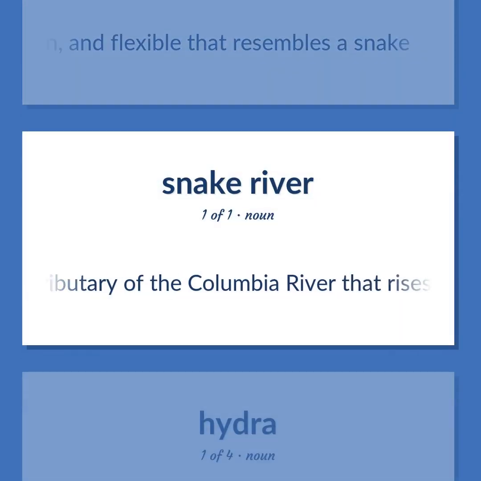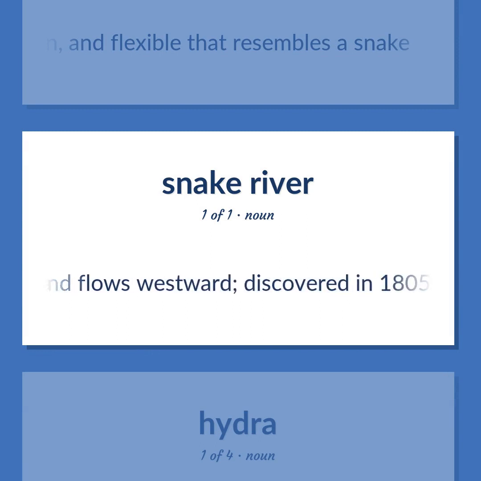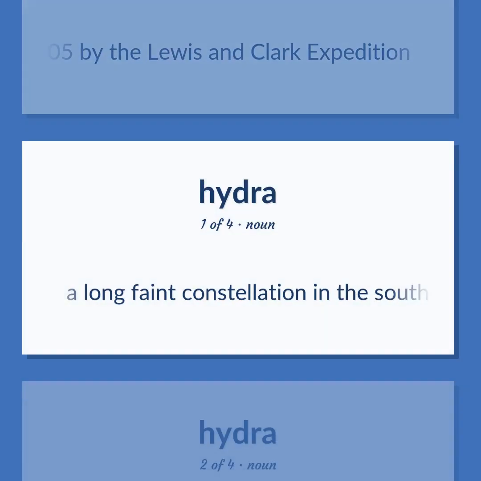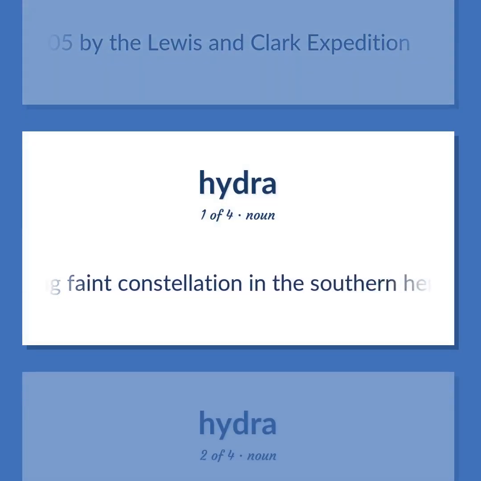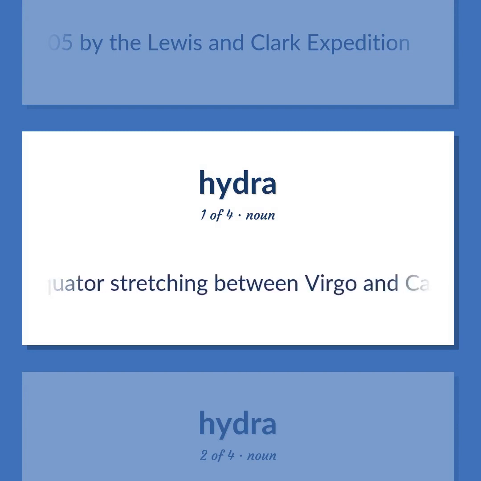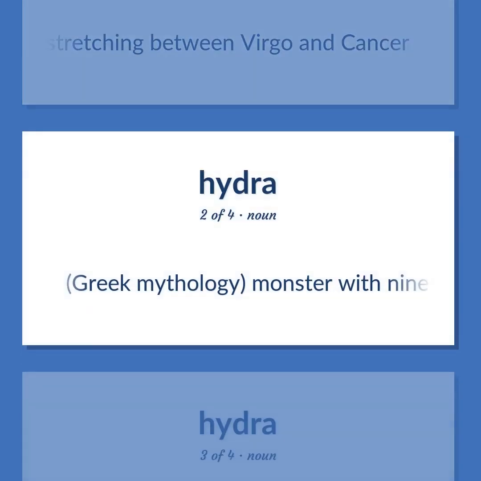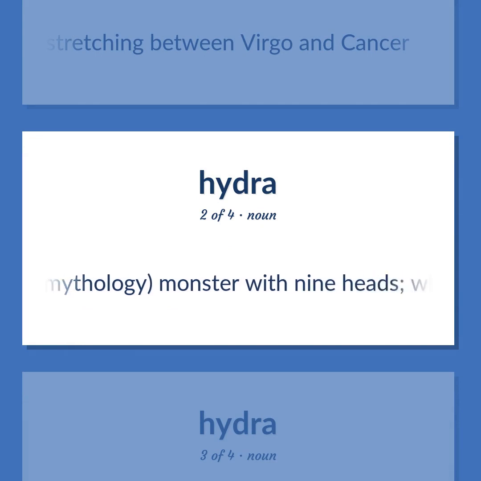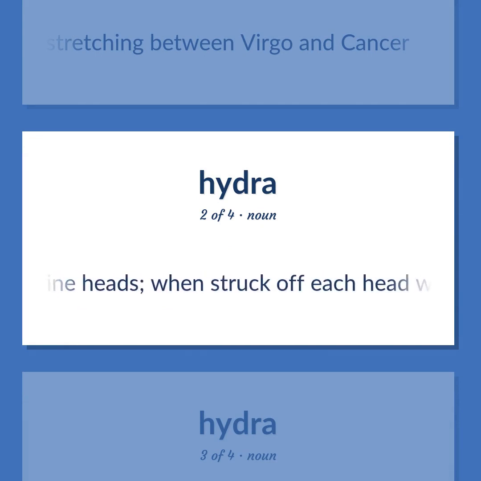A tributary of the Columbia River that rises in Wyoming and flows westward, discovered in 1805 by the Lewis and Clark expedition. A long faint constellation in the southern hemisphere near the equator stretching between Virgo and Cancer. Greek mythology, monster with 9 heads. When struck off, each head was replaced by 2 new ones.